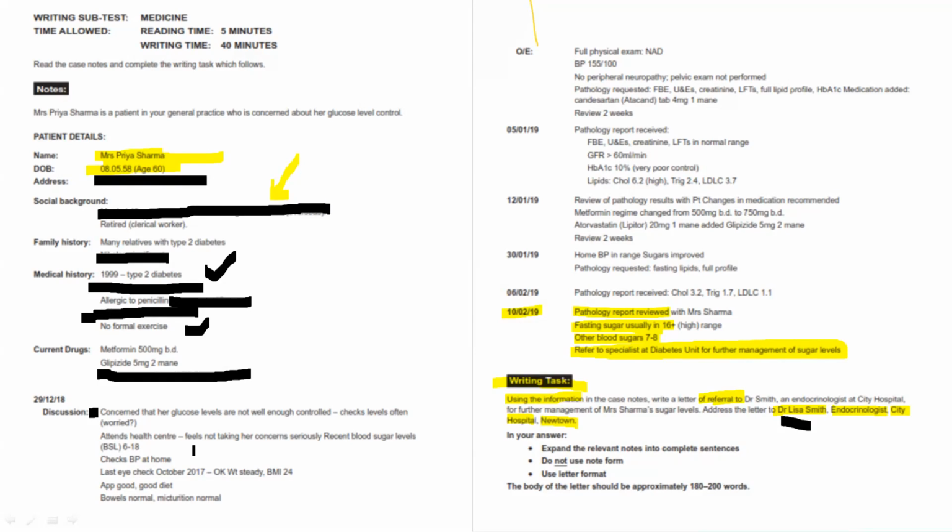Attends health center, feels they are not taking her concerns seriously, recent blood sugar levels from 6 to 18. Is it important? We are talking about the high blood sugar level, so this is very important. Yes. And she checks blood pressure at home. Yes, it is important. I think, from my point of view, it's not important or semi-relevant. I don't know. I will consider that semi-relevant, or I can omit this.